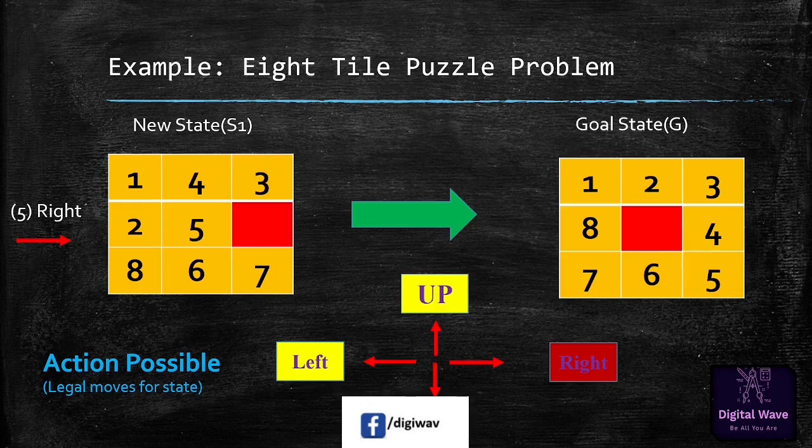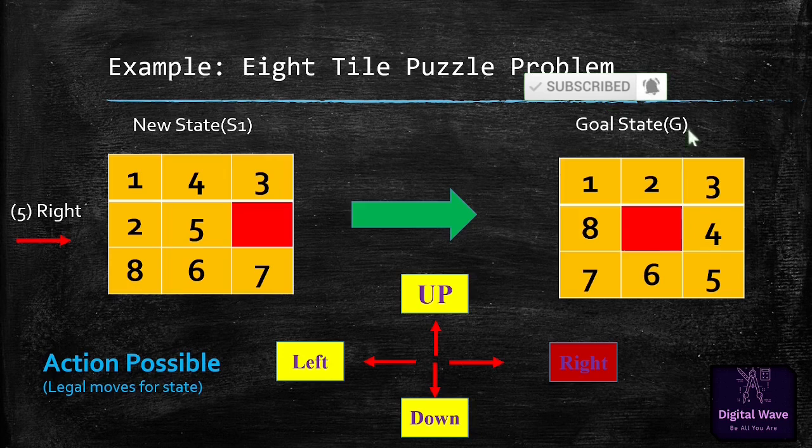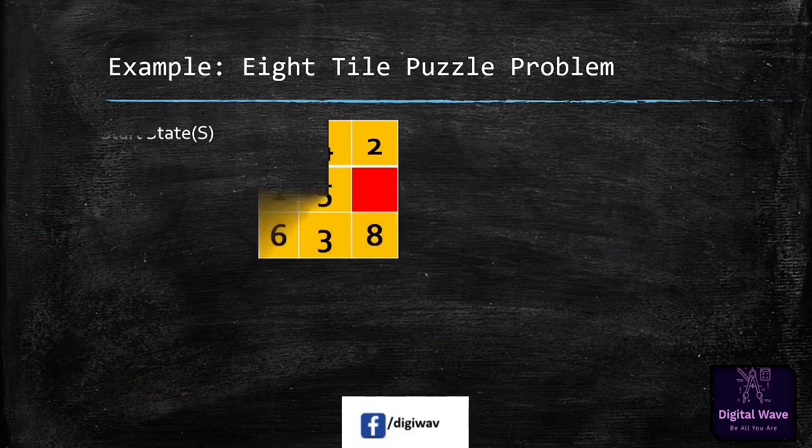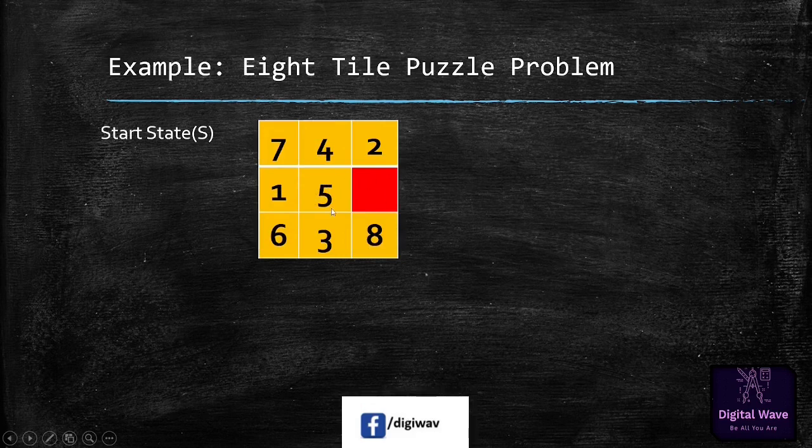So I will take the example of another 8-tile puzzle problem to get a full understanding of this problem. Okay, so we have this 9 square box, and here I have arranged these numbers. Okay, so this will be our start state S. After that, we will see what the legal moves will be for this start state S.